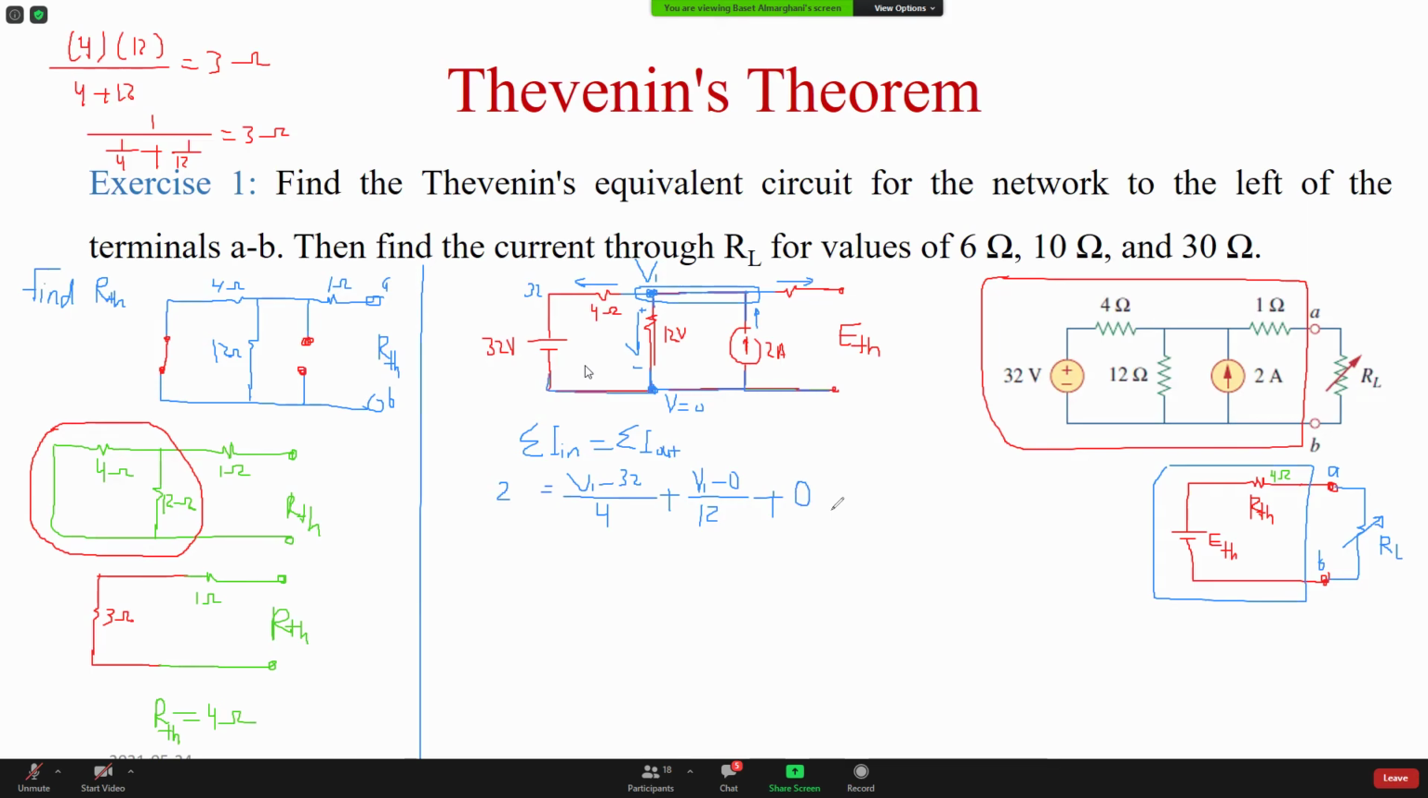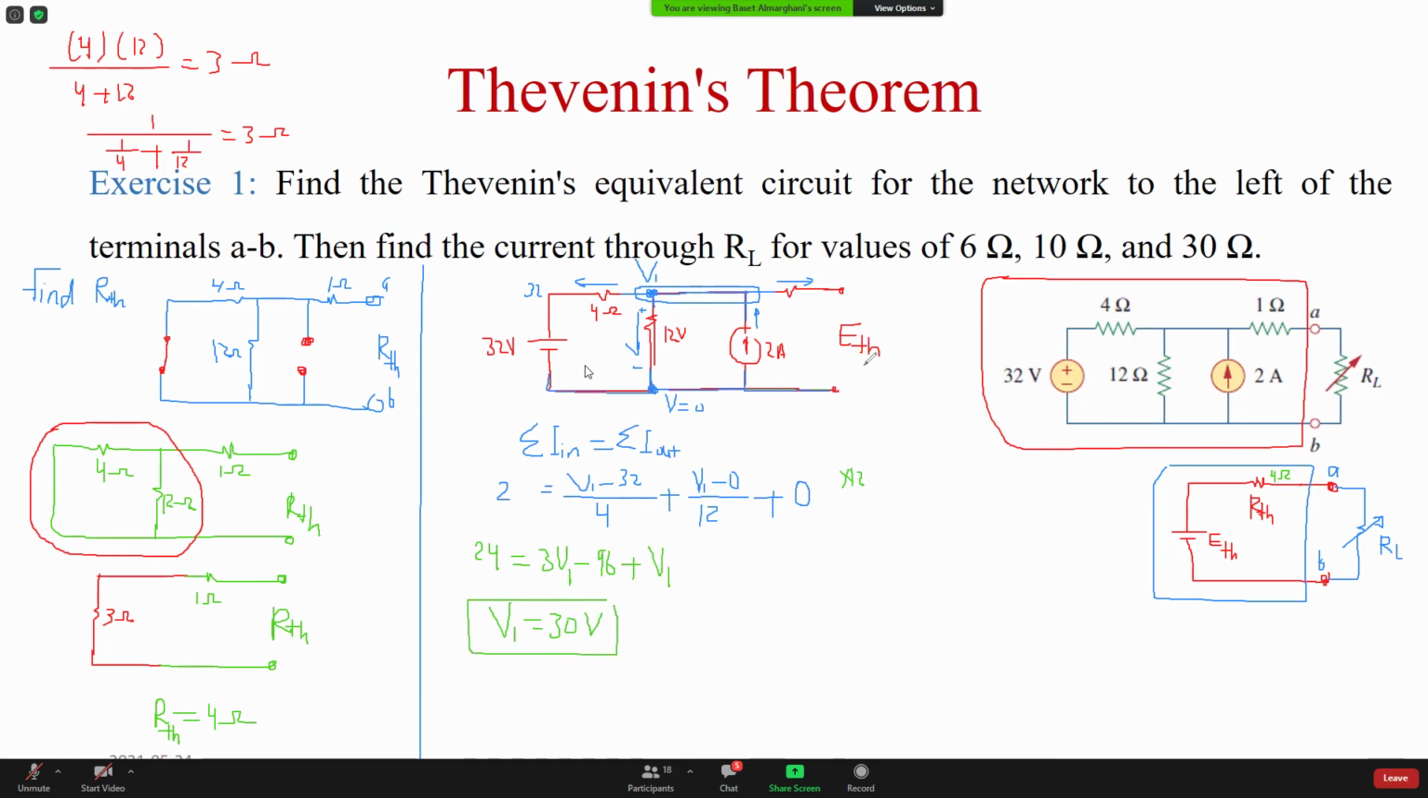Open circuit current is 0 current. There is no current. Current cannot go through an open circuit. Now I can solve this by multiplying by 12, for example, to get rid of the fractions. So this is 24 equals 3 V1 minus 3 times 32 is 96 plus V1. You solve this equation for V1 and 120, so it's 30 volt.